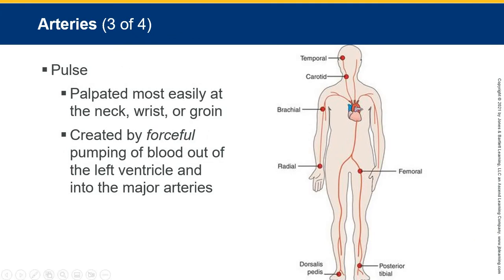So pulses. They're palpated most easily at the neck, which are these carotid pulses, which we've shown you. The wrist, which are these radial pulses, or the femoral. Okay, which is that pulse in the groin that I showed you. It's basically in the fold area of your groin. And they're created by forceful pumping of blood because the arteries have that smooth muscle around them, which can constrict and make the pressure higher in the arteries. So it's a forceful pumping of blood out of the left ventricle into those major arteries here that we can actually pick up as pulses.